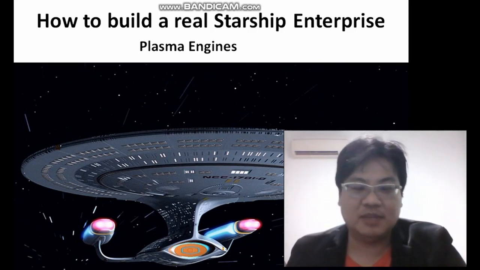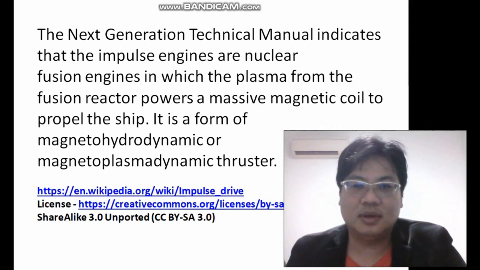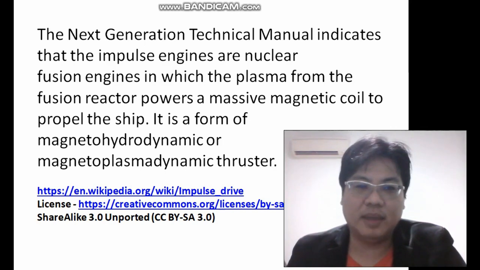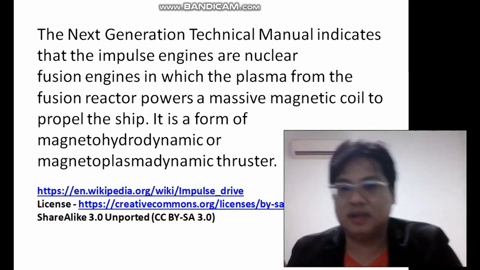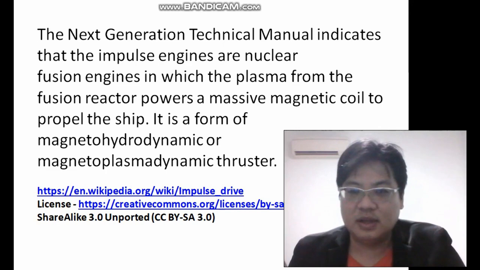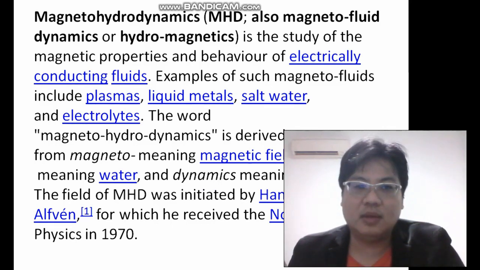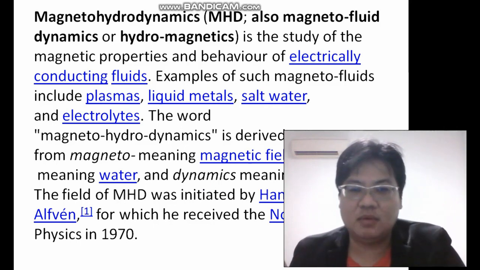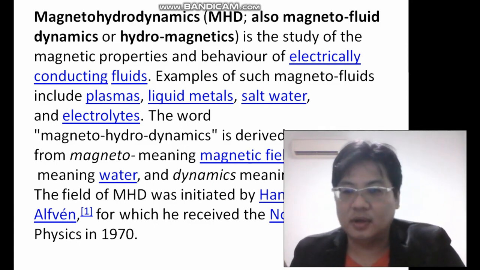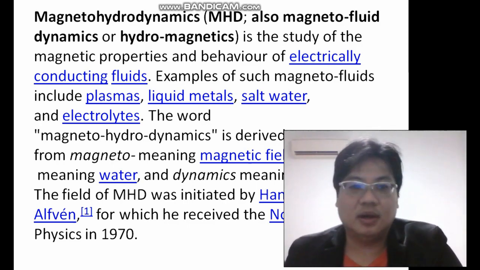We're talking about plasma engines. The Next Generation technical manual indicates that they use magnetohydrodynamic or magnetoplasma dynamic. One is gaseous, using gas as a source of energy. The other one is using liquids. The magnetohydrodynamics uses liquids like plasma, liquid metal, salt water, and electrolytes. Then they create a magnetic field, and that will propel the Starship Enterprise.